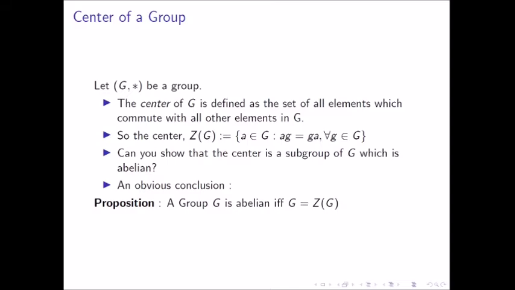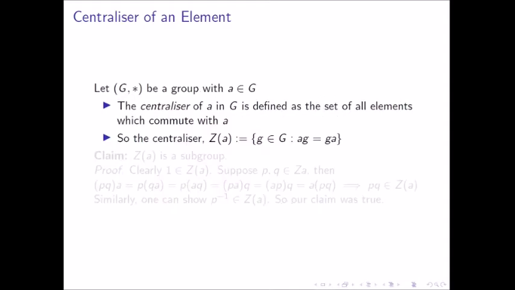Now we have an obvious conclusion. A group G is abelian if and only if G is equal to Z(G). So if G is abelian, then all elements commute with each other. So G is equal to Z(G). And if G is equal to Z(G), then all elements of G commute with each other, and that's the definition of G being abelian. So now we define the centralizer of an element a. The centralizer of an element a, denoted as Z(a), is the set of all elements g which commute with a, that is ag is equal to ga.